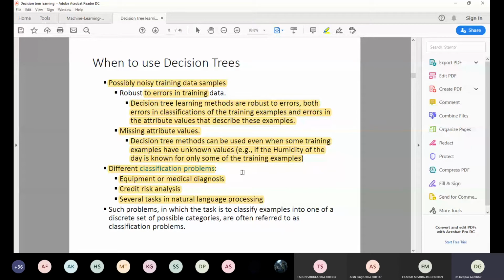So such problems in which the task is to classify examples into one of the discrete possible categories are often referred to as classification problems, in which the task is to classify a number of outputs into discrete categories. That is known as a classification problem, in which we can use the decision tree.